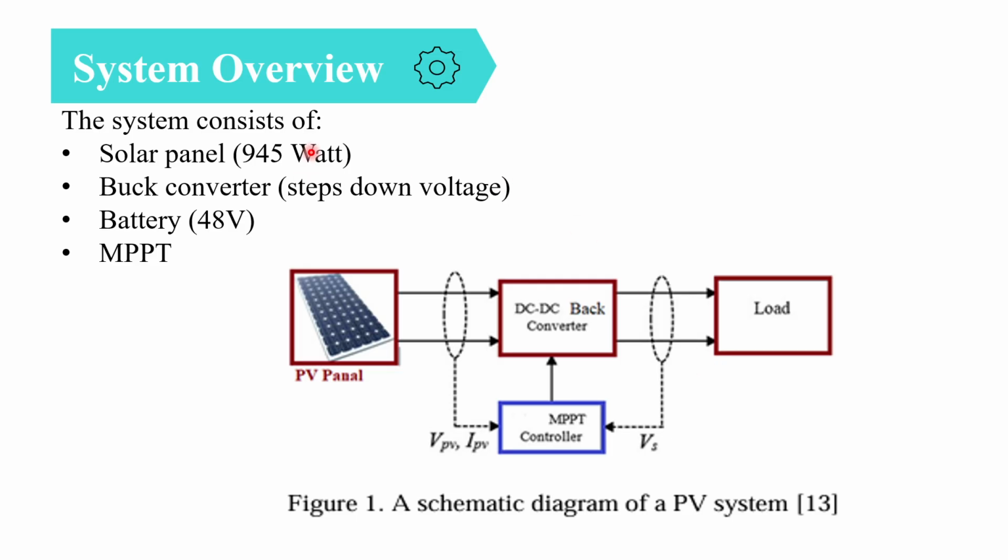We get the system overview. The system consists of a solar panel, also known as the heart of the system, a buck converter, a battery which always consumes 48 volts, and MPPT, known as the brain of this system.